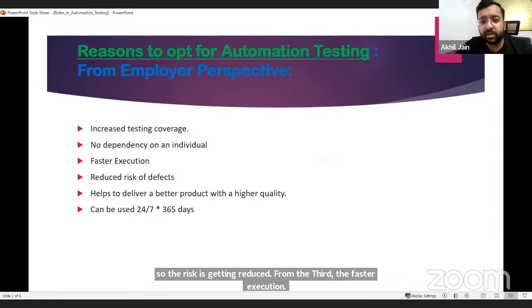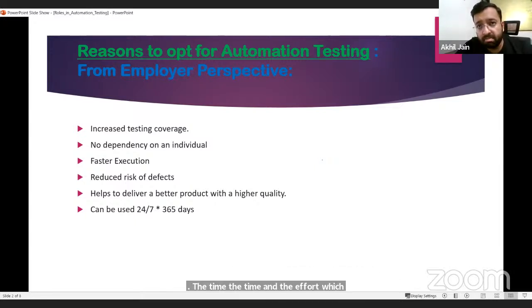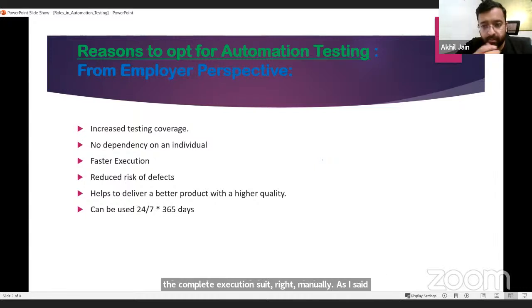The time and the effort which gets spent on running the complete execution suite manually. As I said, let's say it is taking 7 hours. Again, because of human nature, you will be taking some time. It will not be like machines, where things are happening just continuously. You will take some gap, you will work on something else and then come back, so it increases the timeline.